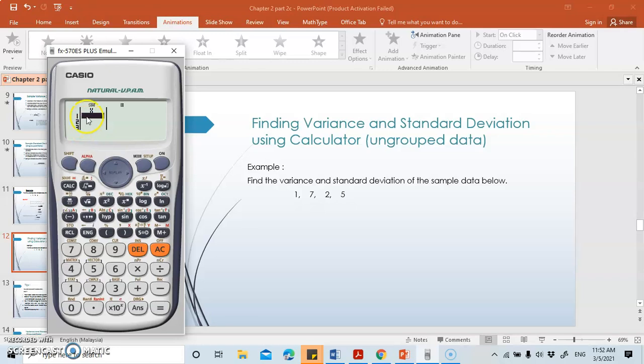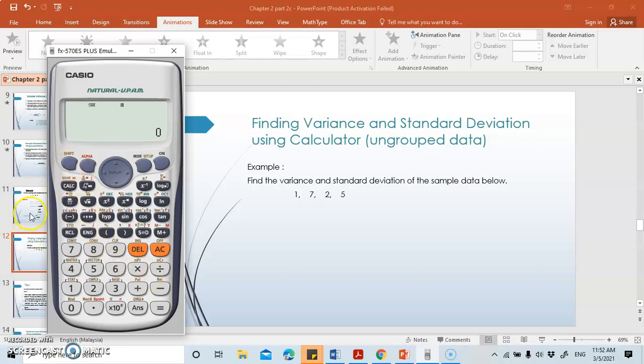Now in this calculator, we have a column of x. So now you need to insert all x values. We have 1, 7, 2, and 5. So 1 equal 7 equal 2 equal 5 equal. Next, clear the screen.